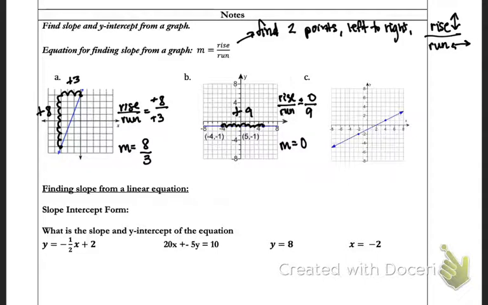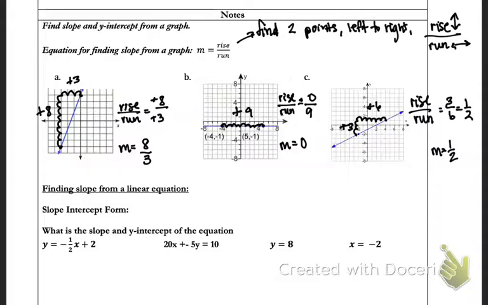Letter B, those 2 points were already given. I went up 0, but I had to go to the right 9 places. 0 divided by 9 is 0. The y-intercept is -1. So b equals -1.